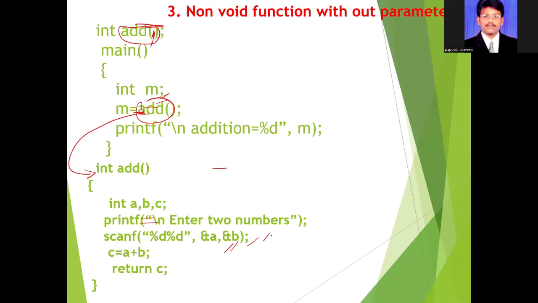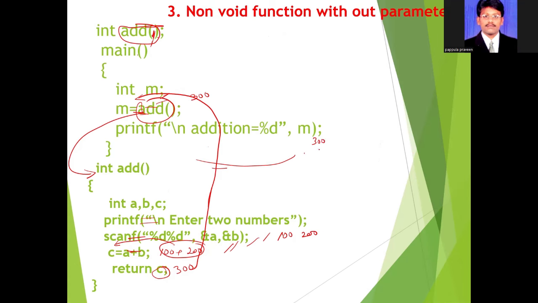Already we discussed. Now A is 100. B is 200. We assume 100 plus 200. Now 100 plus 200, 300. 300 is assigned to C. Now C value equals 300. Now this 300 is returned from called to calling function. Now the 300 is assigned to M. Addition equals 300. This is about the no parameter, return value.